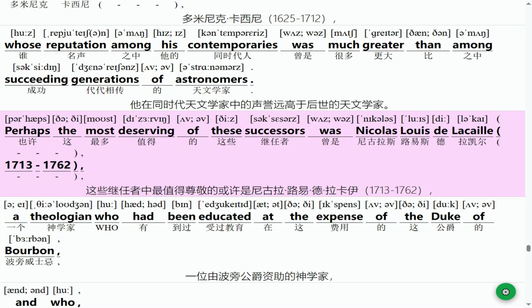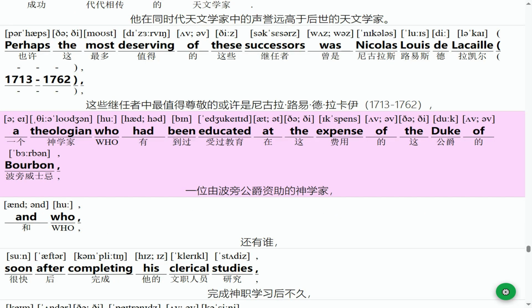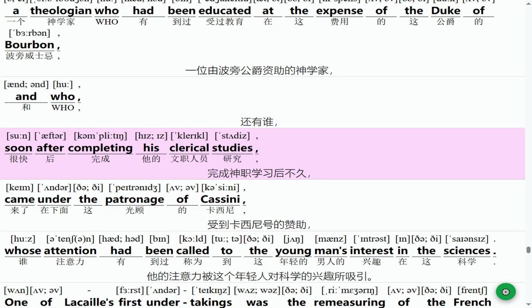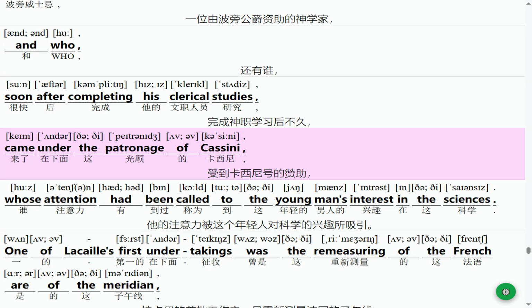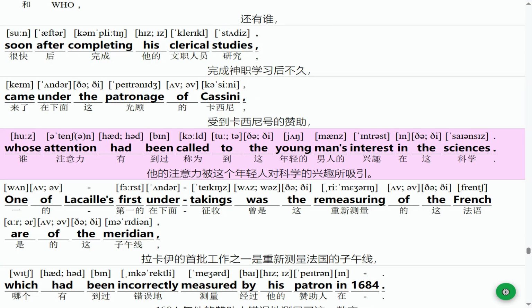Perhaps the most deserving of these successors was Nicolas Louis de Lacaille, 1713 to 1762, a theologian who had been educated at the expense of the Duke of Bourbon, and who, soon after completing his clerical studies, came under the patronage of Cassini, whose attention had been called to the young man's interest in the sciences.